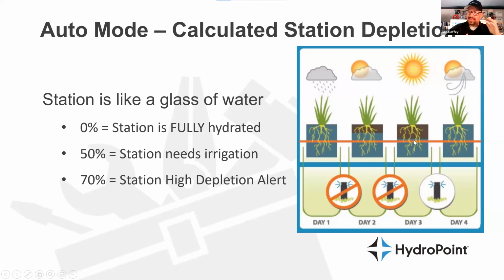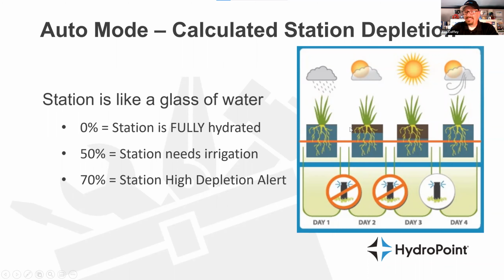So just to finish out the example, WeatherTrack sees on day one that station one here is totally full, 0% depleted. And so it doesn't need water. That plant has enough water in the soil to stay healthy. So we skip that day and move the depletion forward, right?